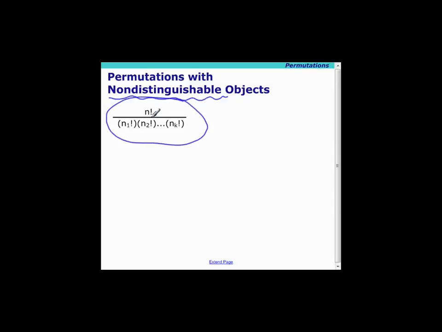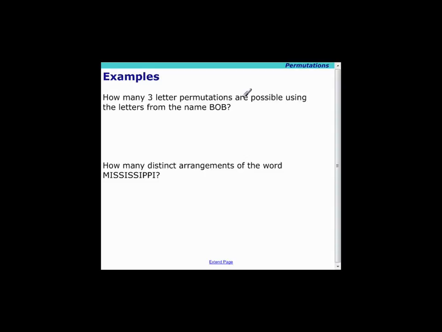Basically what they say is you take whatever n factorial is, and then you divide it by how many things are repeating. For example, how many 3-letter permutations are possible using the letters from the name Bob? Okay, so there's Bob. There's 3 letters altogether. So how many 3-letter permutations? I could write 3, pick 3 if I wanted to. But then I have to divide it by anything that's repeating. B is repeating twice, so since there are 2 of the same letters, I divide this by 2 factorial.